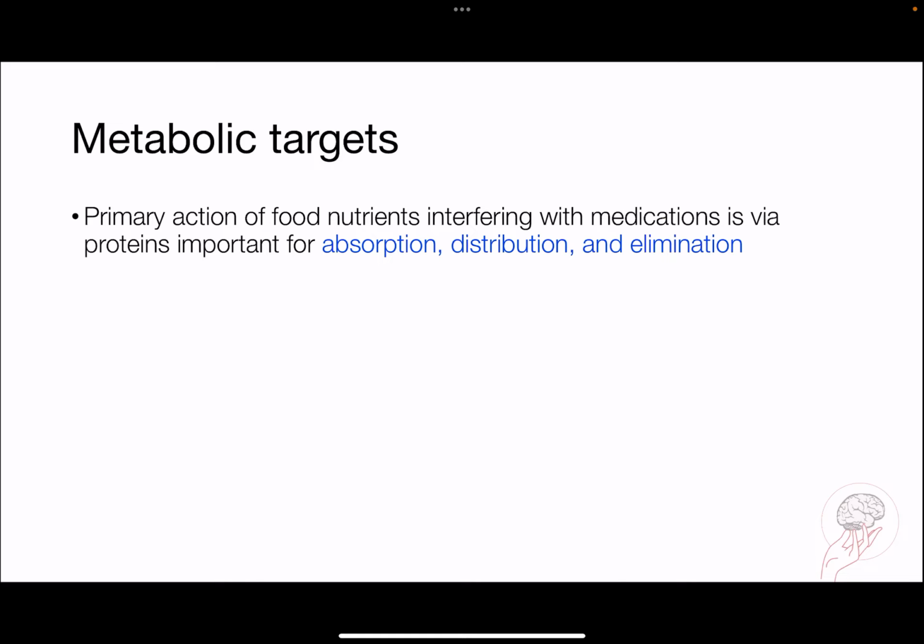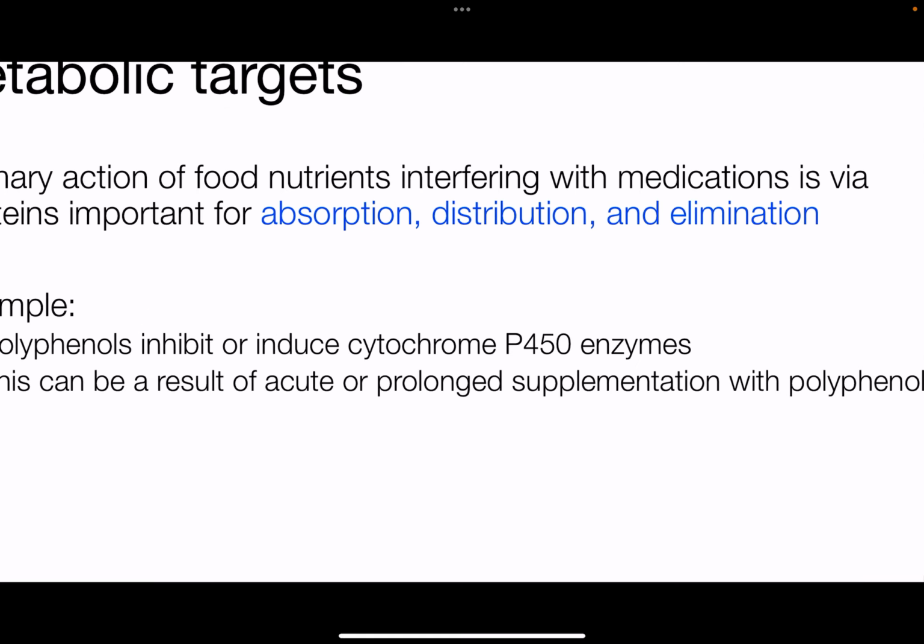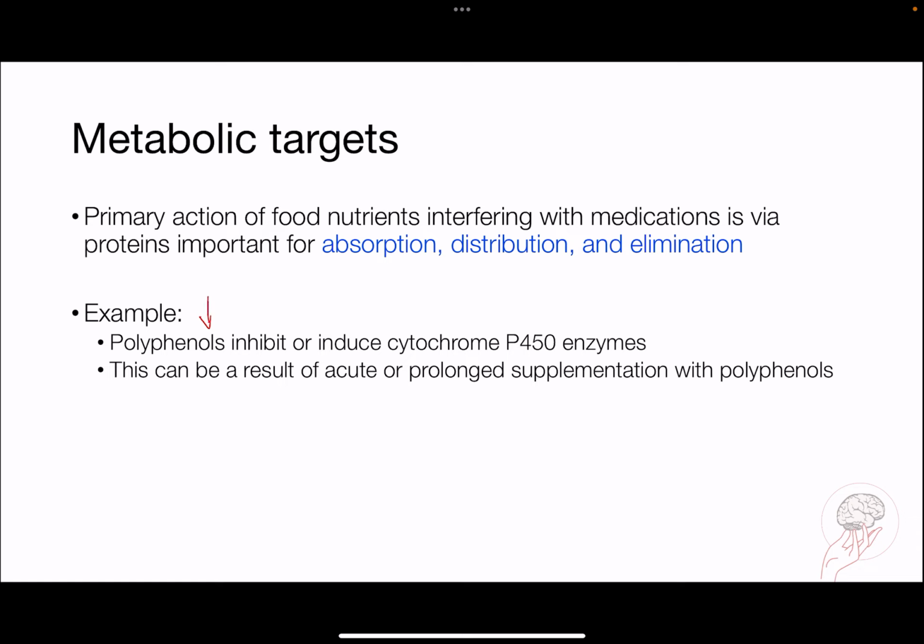So the primary action of food nutrients interfering with medications is via proteins important for absorption, distribution, and elimination. So polyphenols, commonly found in fruits, can inhibit or induce cytochrome P450 enzymes. These enzymes are important for the elimination or breakdown of many drugs. And this can result in acute or prolonged supplementation with polyphenols.